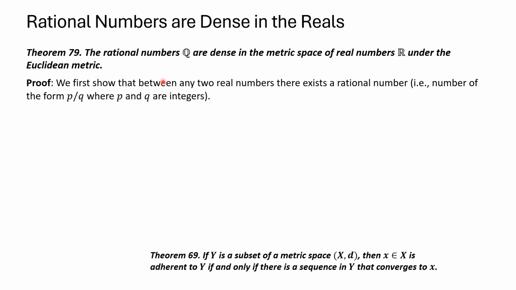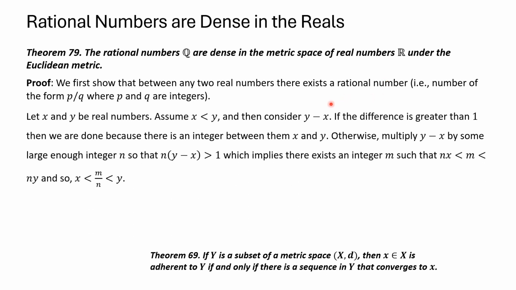We're first going to show that between any two real numbers there's a rational number, a fraction. There's two cases for that. Let x and y be real numbers. Assume x is less than y, and consider y minus x. If the difference y minus x is greater than 1, then there's an integer between x and y. And of course an integer is also a rational number, so that would prove our statement here.